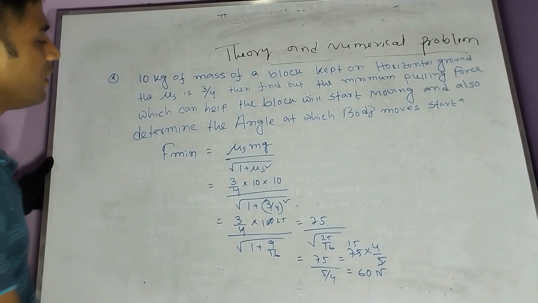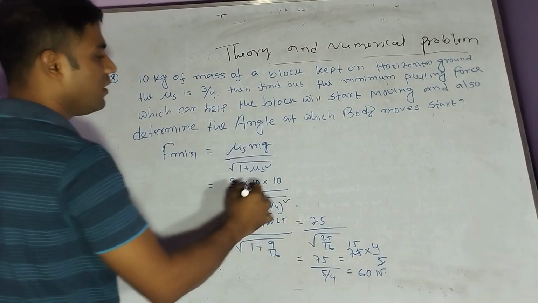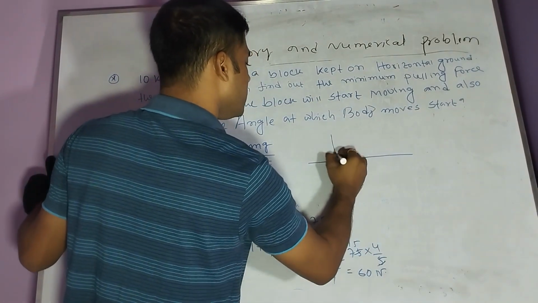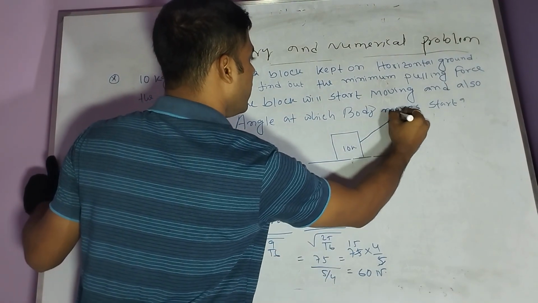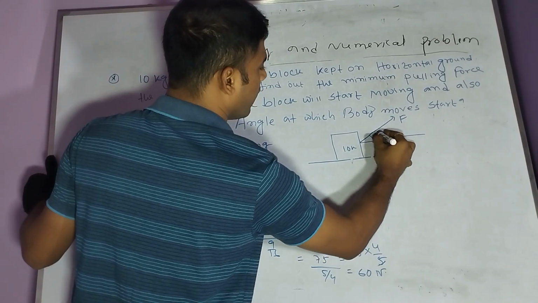The first answer is given. This is the minimum pulling force equation. Then the second question is to determine the angle. What is the angle? This is the 10 kg block, and the pulling force is always applied obliquely. This angle theta we can determine.